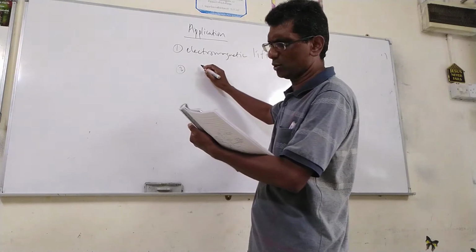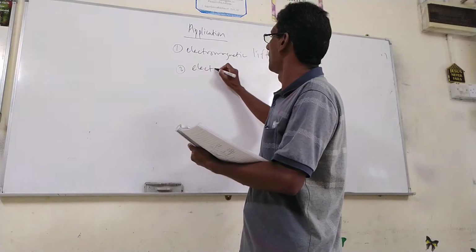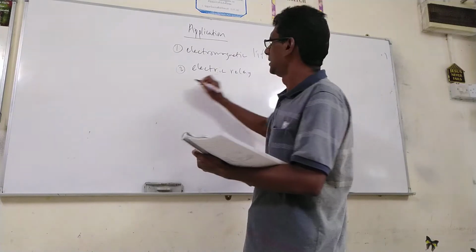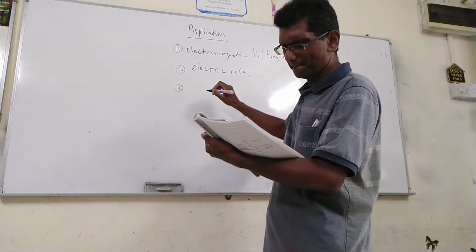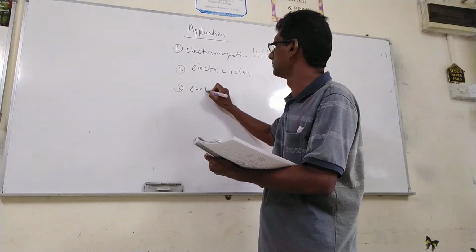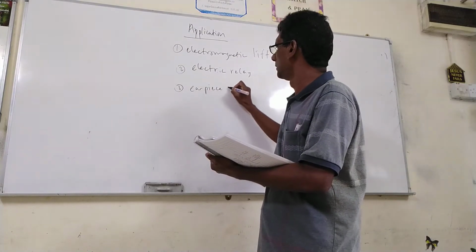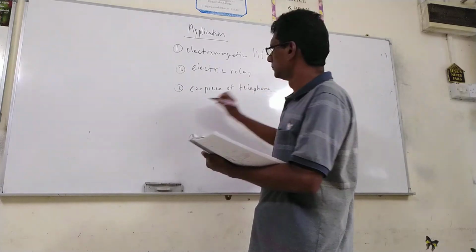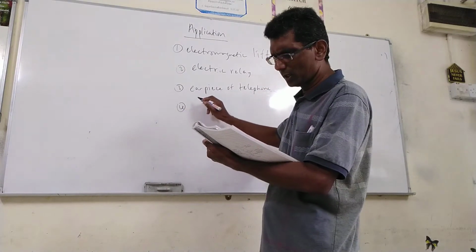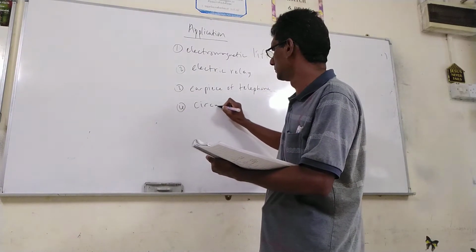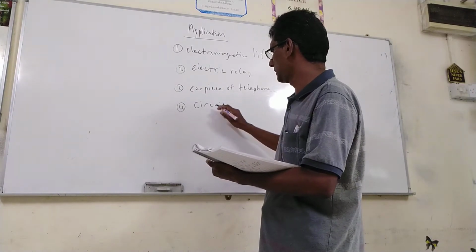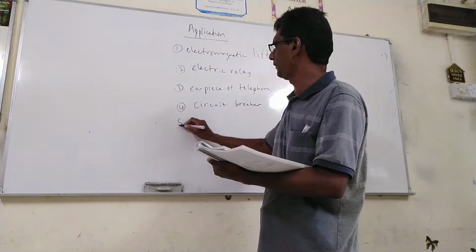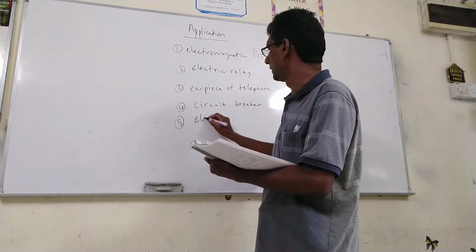Second one, electric relay, or electromagnetic relay. Third one, earpiece of telephone. The fourth one, circuit breaker. And the fifth one is electric bell.